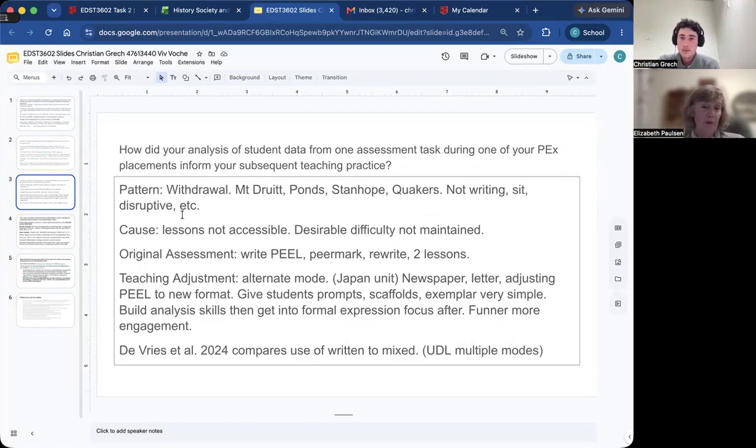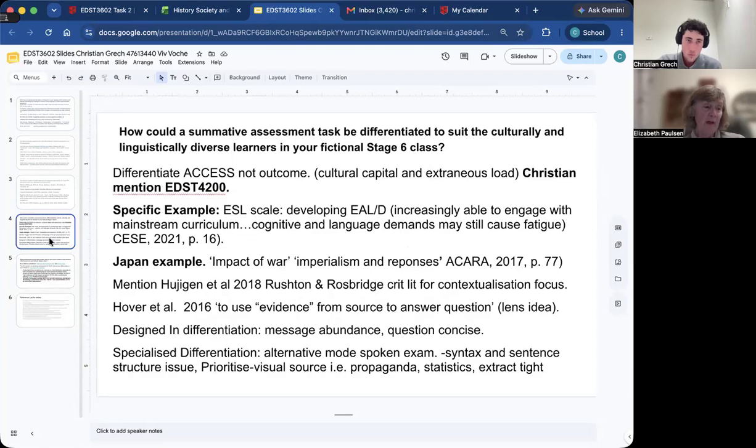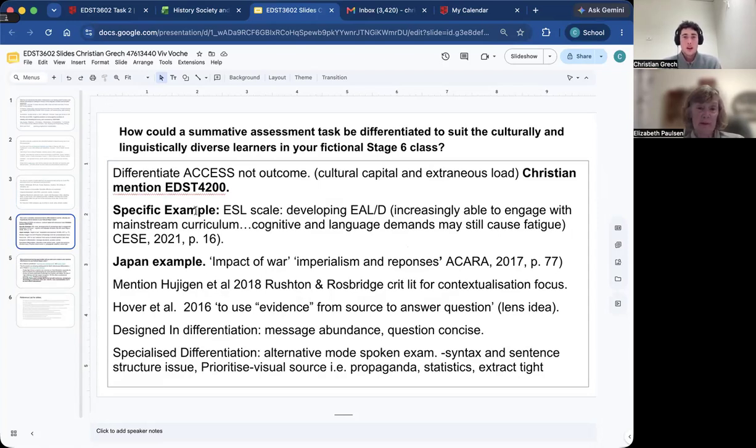All right. Well, let's move on to question 4. How could a summative assessment task be differentiated to suit the culturally and linguistically diverse learners in the fictional stage 6 class? So I wrote the main idea is differentiate access, not outcome. If you change the outcome, it's not a reasonable adjustment. Students will struggle because of cultural capital and extraneous load, especially in ELD schools.